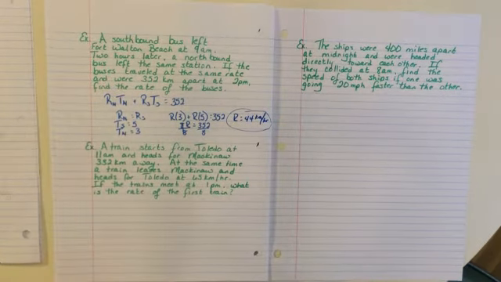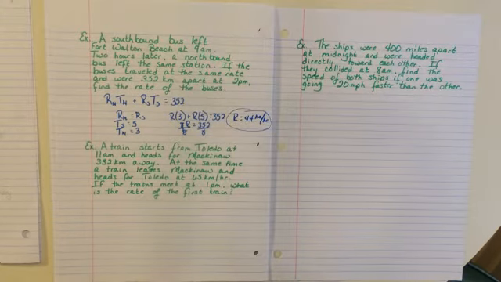Okay, that's not so bad. Let's try another one. A train starts from Toledo at 11 a.m. and heads for Mackinac, 332 kilometers away. At the same time, a train leaves Mackinac and heads for Toledo at 65 kilometers per hour. If the trains meet at 1 p.m., what is the rate of the first train?